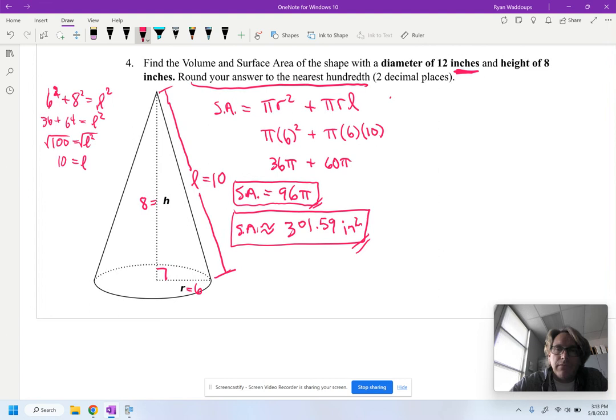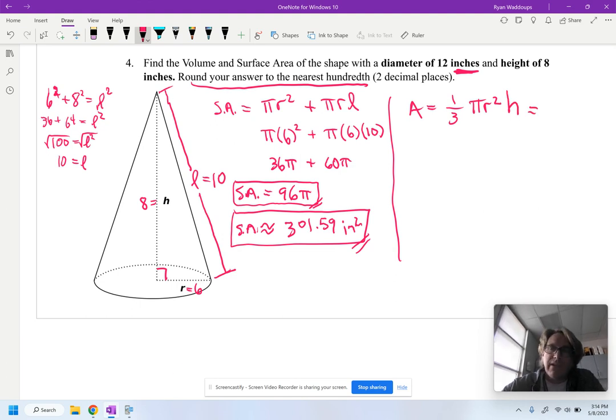Now, the area of a cone is equal to 1/3 pi r squared times the height. And you could also think of this just like before we talked about with the area of a triangle. The area of the cone, we could think of this as pi r squared times the height, all divided by 3, and it works either way.